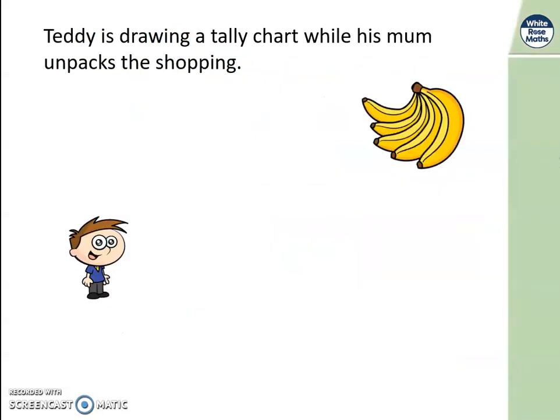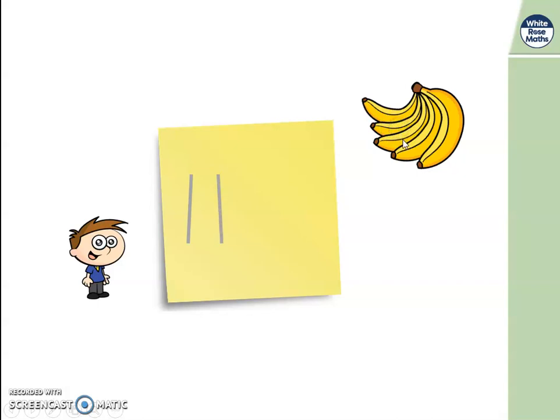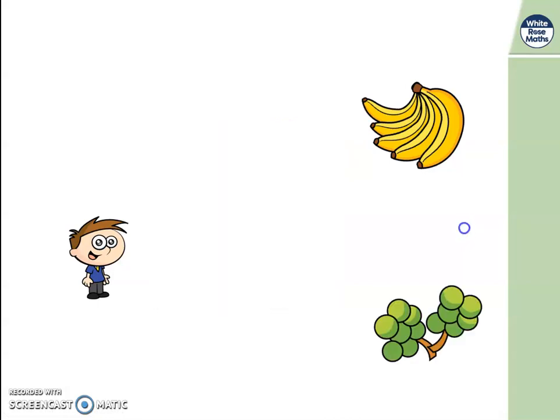So let's start off with drawing tally charts. Teddy is drawing a tally chart while his mum unpacks the shopping. He's going to make a tally chart for all these bananas here. So let's have a look. We've got 1, 2, 3, 4, 5 bananas. Is this correct? Let's continue and we might come back to that to find out.